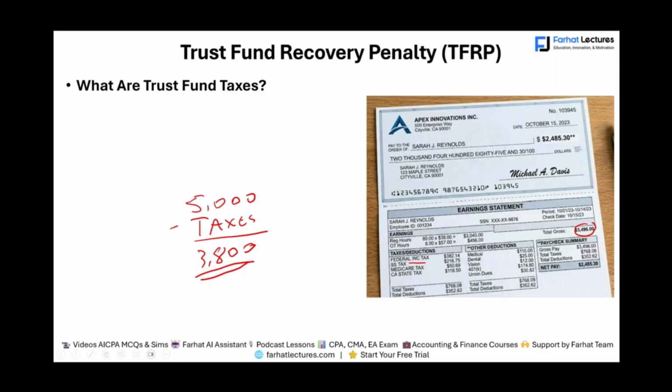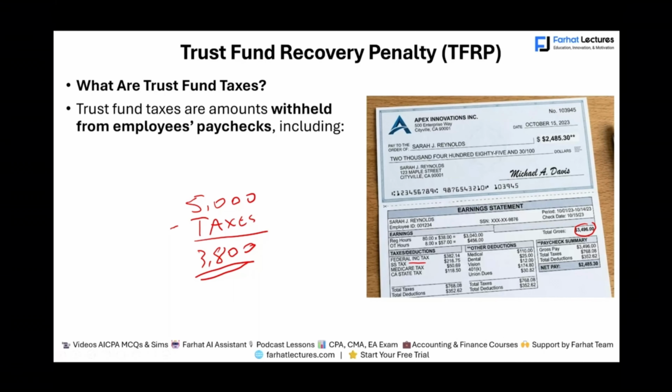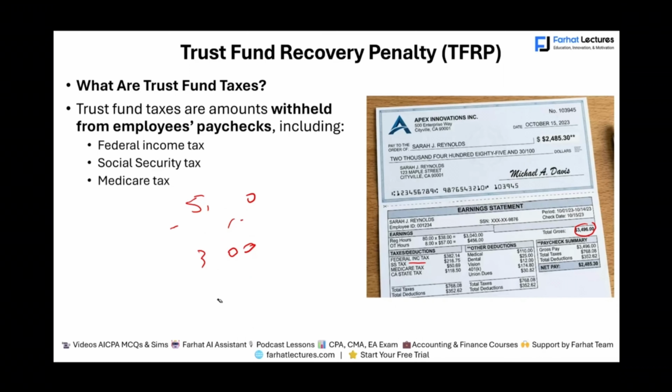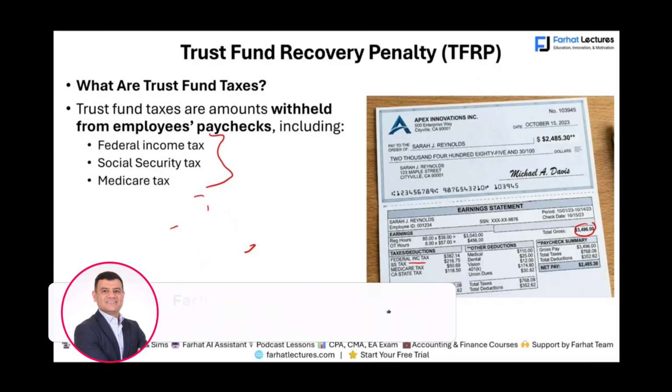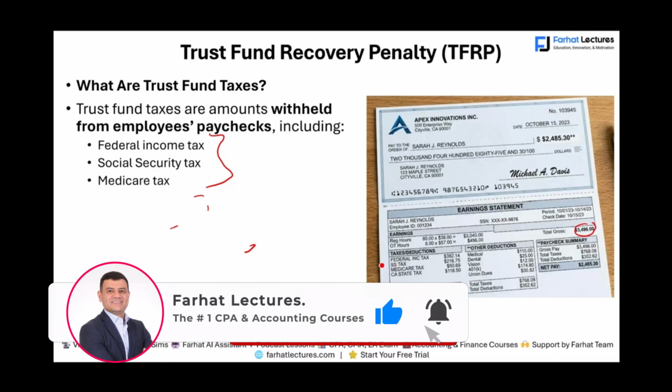And what happens is the employer, the company, is required to withhold this money from you, but that is your money. So basically, they are a custodian of this money. They are holding this money in a trust. Your federal income tax, Social Security tax, Medicare. Since we are dealing with the federal government, those are the three taxes that the federal government wants from your paycheck. Basically, those three: the federal, the Social Security, and Medicare.